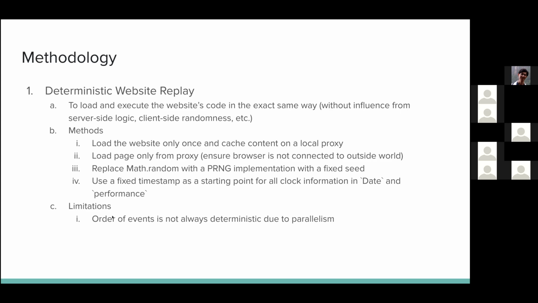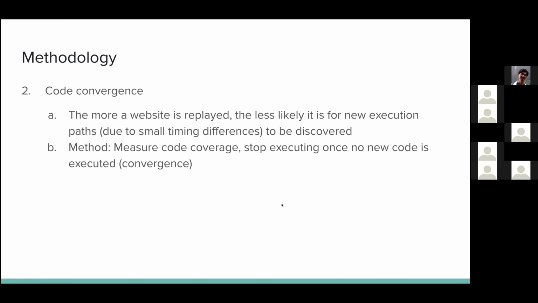The limitation of this is that the order of the events is not always deterministic due to parallelism. And in order to deal with this, they introduced a second concept called code convergence. So the idea is that the more times a website is replayed, the less likely it is to discover new execution paths due to the parallelism. What they do is measure the code coverage, and then you stop executing once no new code is executed, which means that I've covered most of the existing paths already.